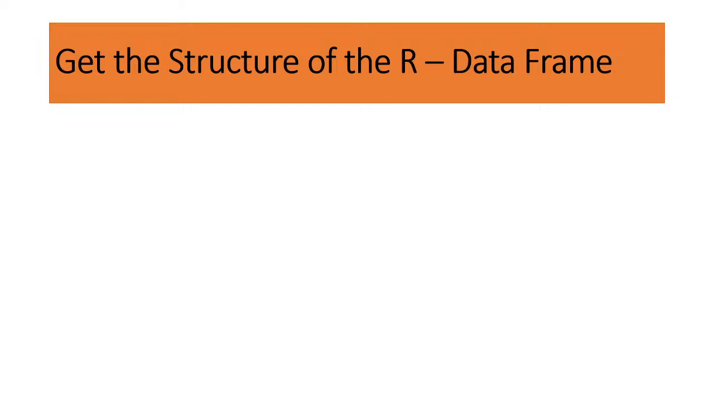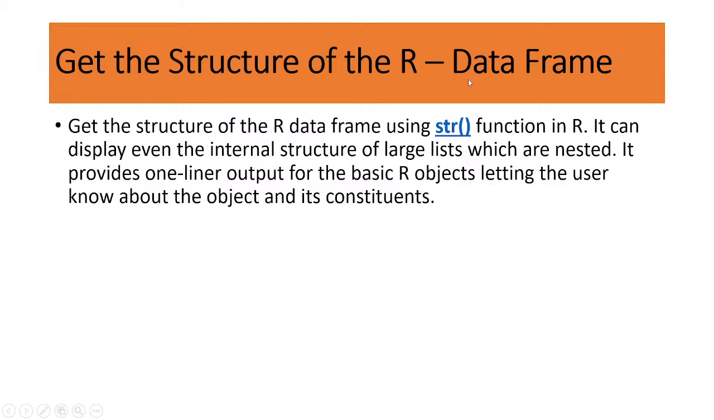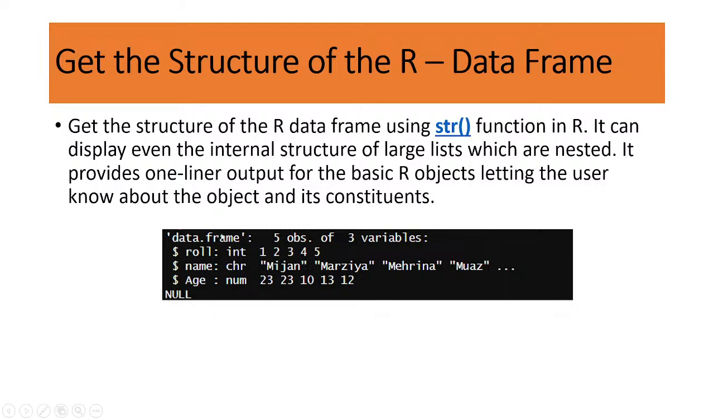Okay, so now we talk about the structure of the R data. What is the structure of the R data? Mainly, for the structure of the R data, we need to use the function str. Basically, this function displays the internal structure of large nested lists. It provides one linear output of the basic R object, letting users know about the object and its constituents. So in this case, when I use that, I can easily find out the structure of the data frame, or the structure of the table of the data.